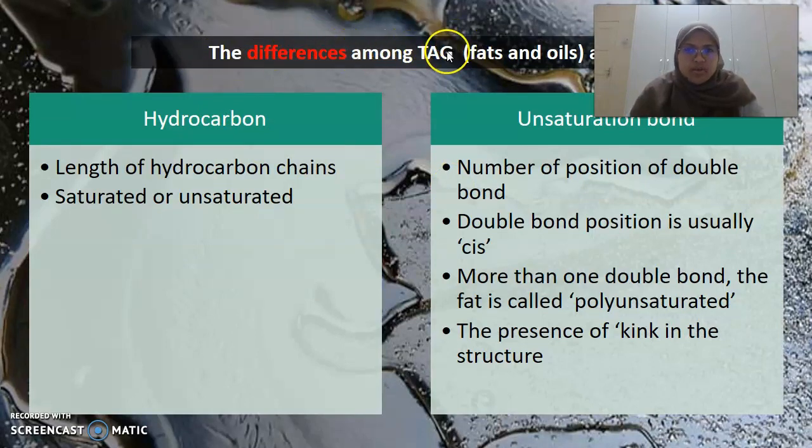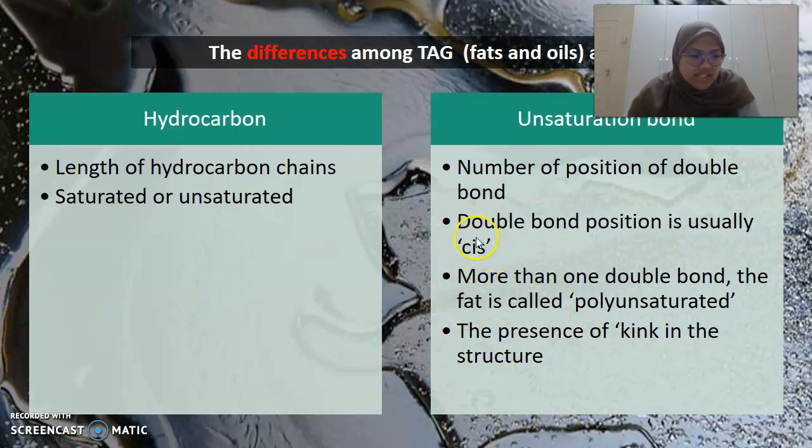Next, the differences between the triglyceride fats and oils come from the hydrocarbon chains: their length, and also the number and position of double bonds, which make the fat saturated or unsaturated. The hydrocarbon chains of the fatty acid may be completely saturated, as in a saturated fat, or may contain one or more double bonds. The geometric configuration of the double bond in fats and oils is normally cis.